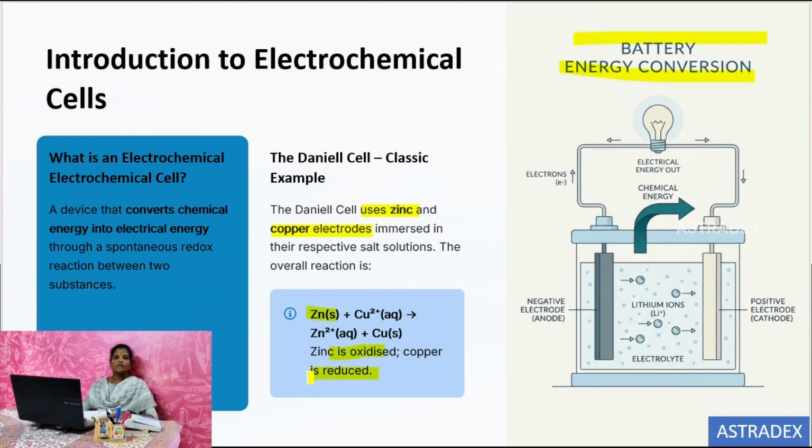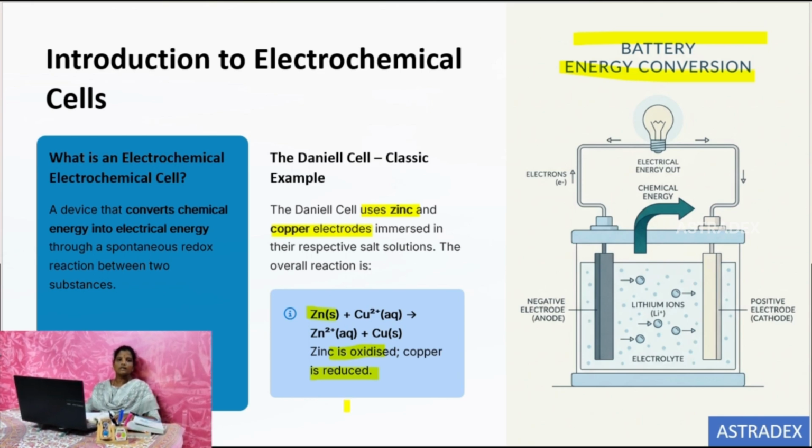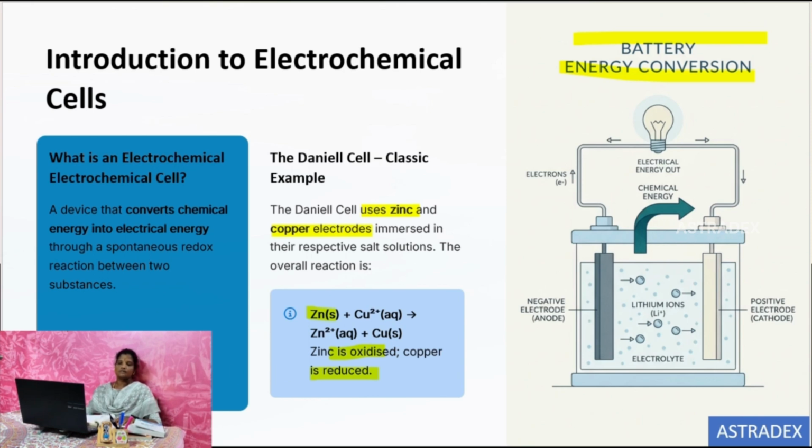Right. Let me recall what oxidation is. Oxidation means loss of electrons, addition of oxygen, removal of hydrogen. Or simply we can say LEO, L-E-O. And what is reduction? Reduction means gain of electrons, addition of hydrogen and removal of oxygen. In simple terms we can say GER, G-E-R. So in electrochemistry, this redox reaction is explained fully based on electrons.